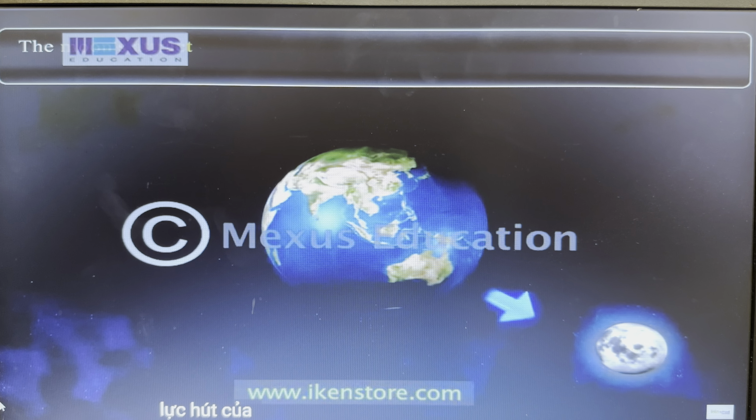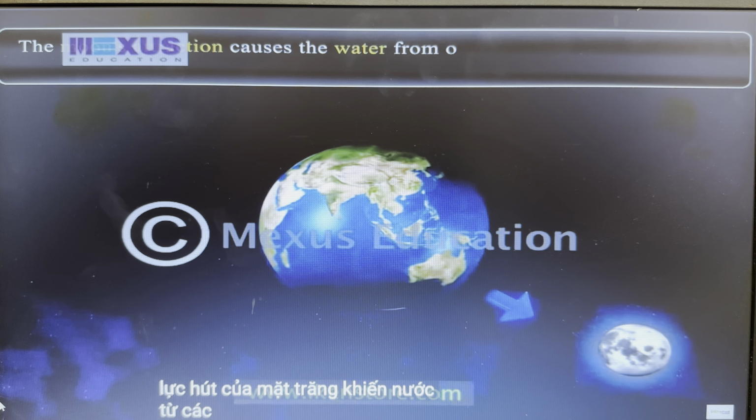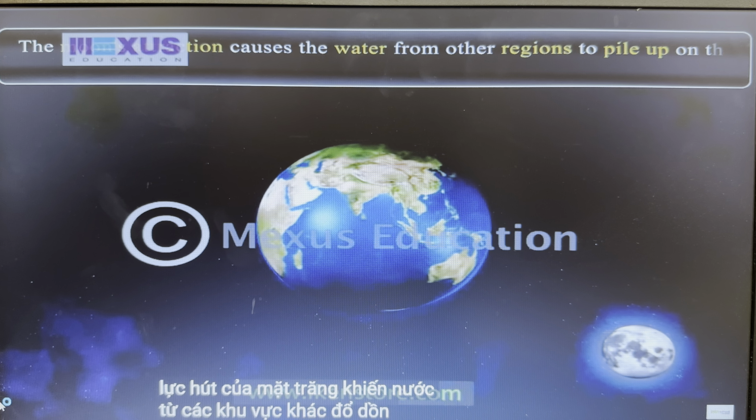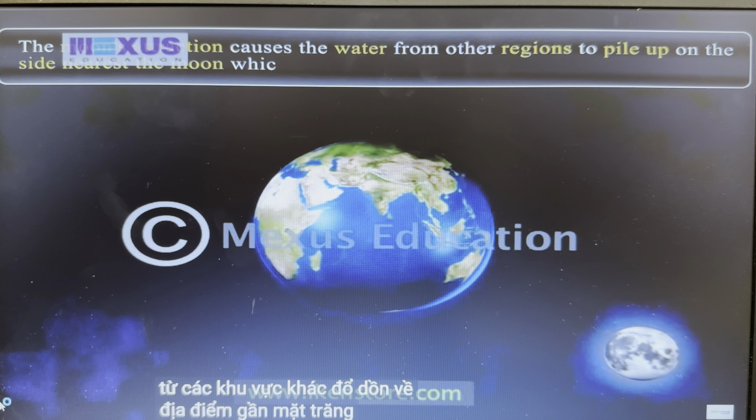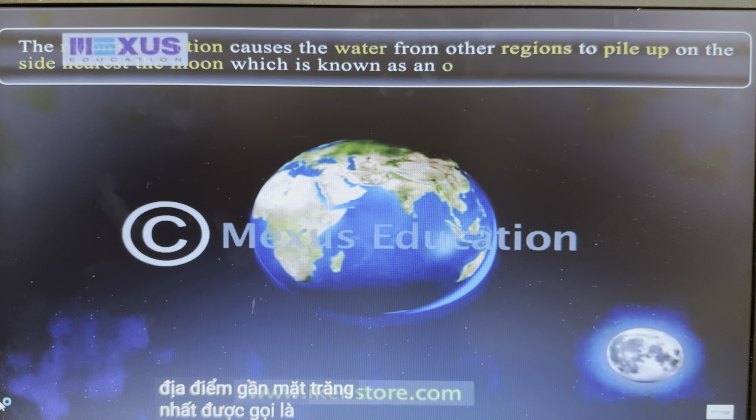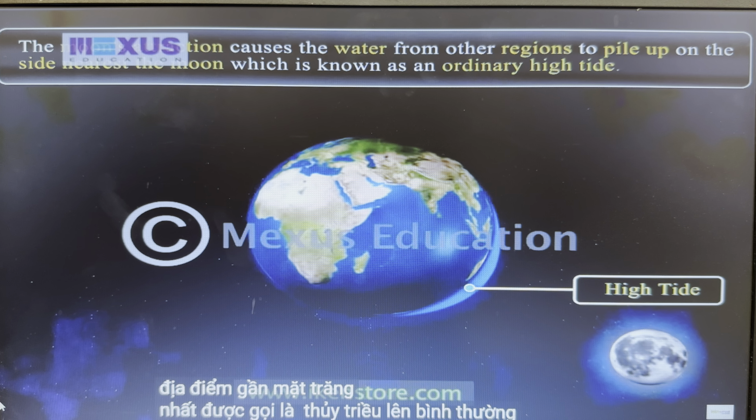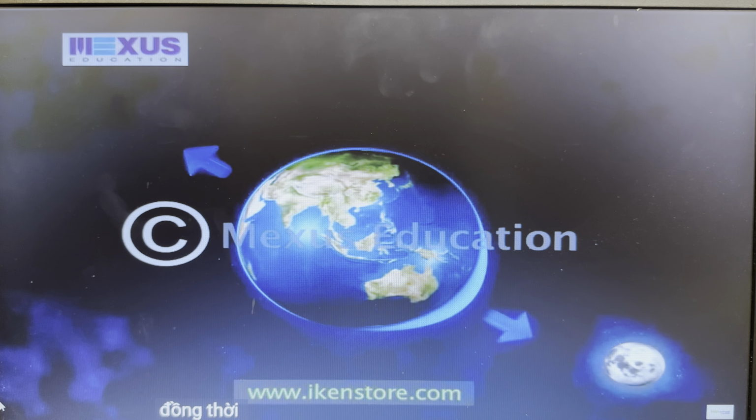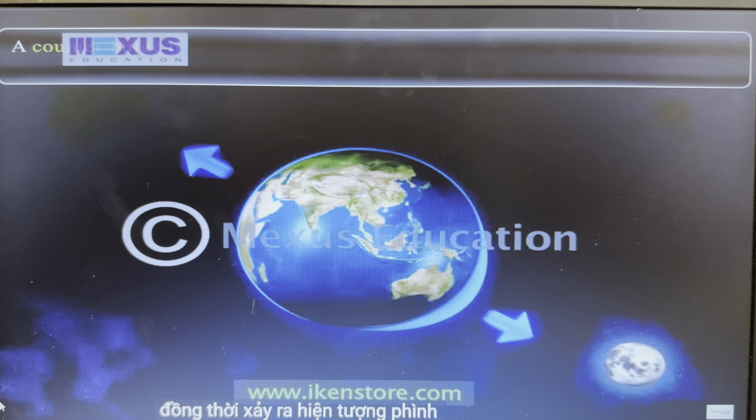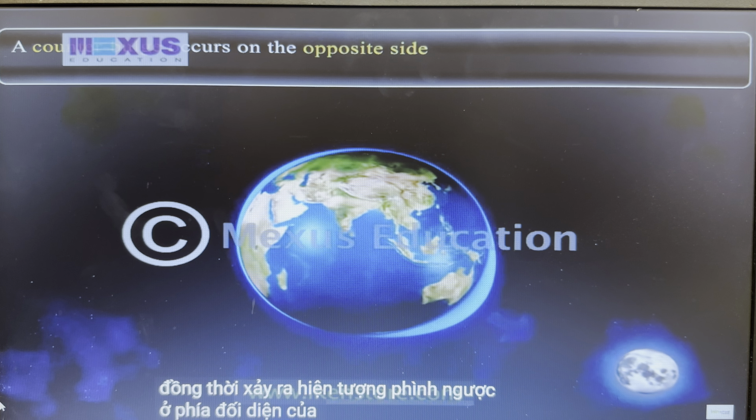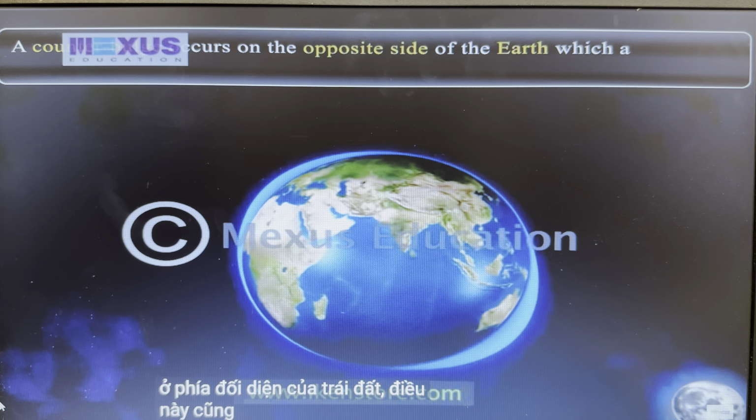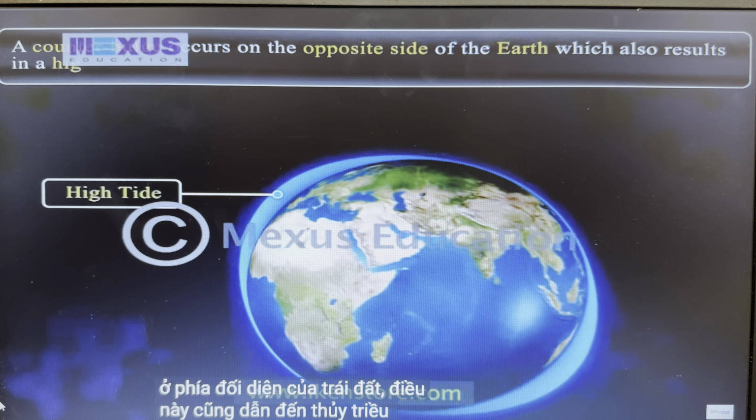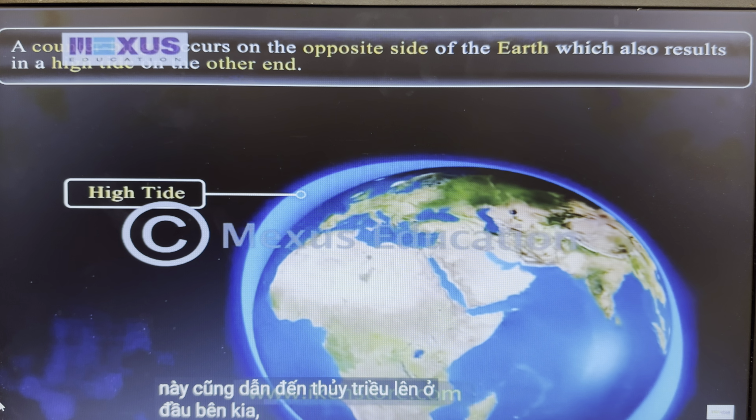The moon's attraction causes the water from other regions to pile up on the side nearest the moon, which is known as an ordinary high tide. At the same time, a counter bulge occurs on the opposite side of the Earth, which also results in a high tide on the other end.